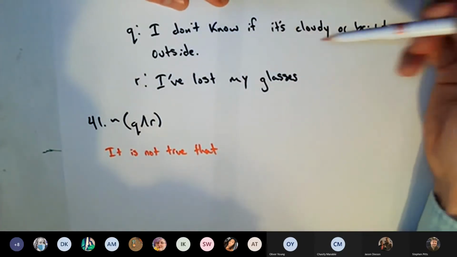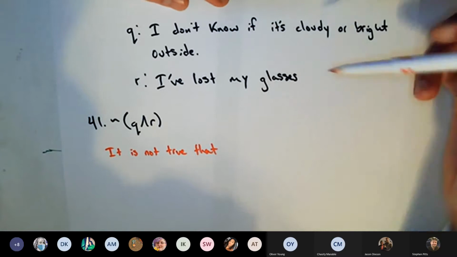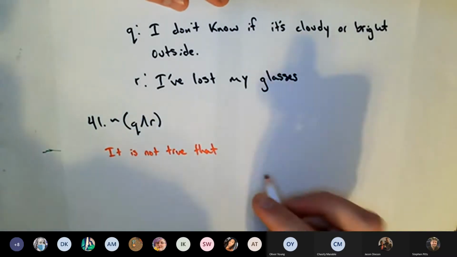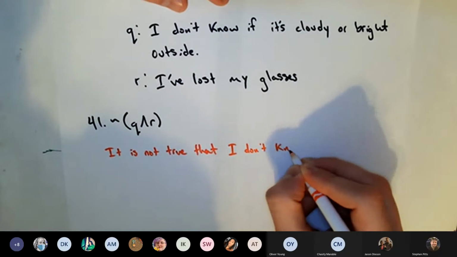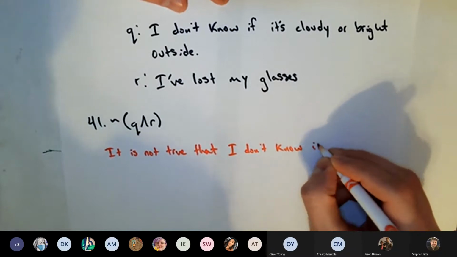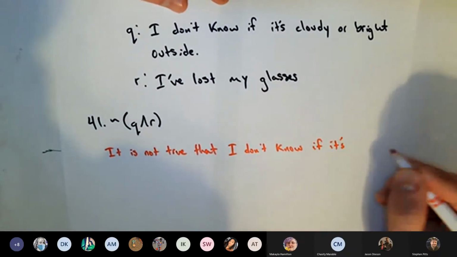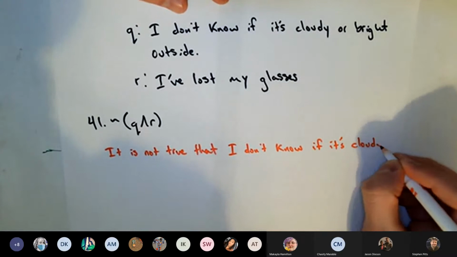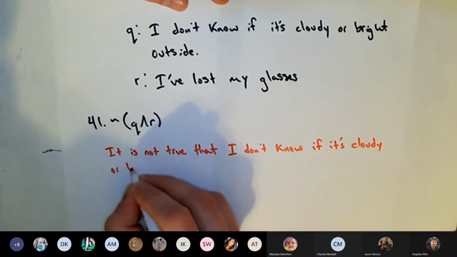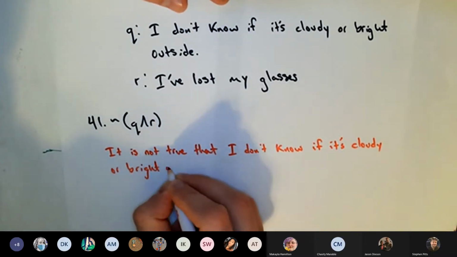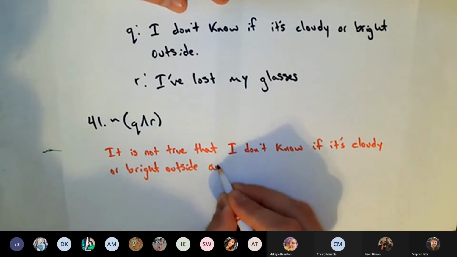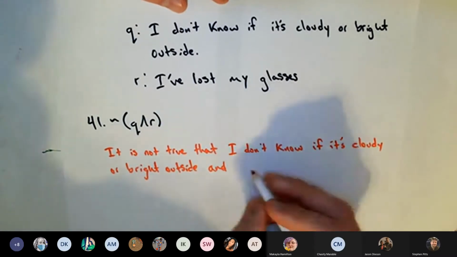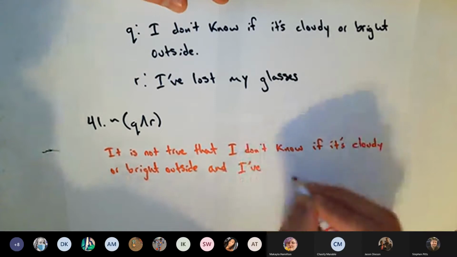I don't know if it's cloudy or bright outside and I've lost my glasses. Yeah, sure, no problem with that. So: it is not true that, and then here comes Q. Now Q's got all sorts of stuff built into it, but I'm not even worried about it. I'm literally just writing Q. That's Q. And then I'm going to connect it with the "and": I've lost my glasses. That's R.